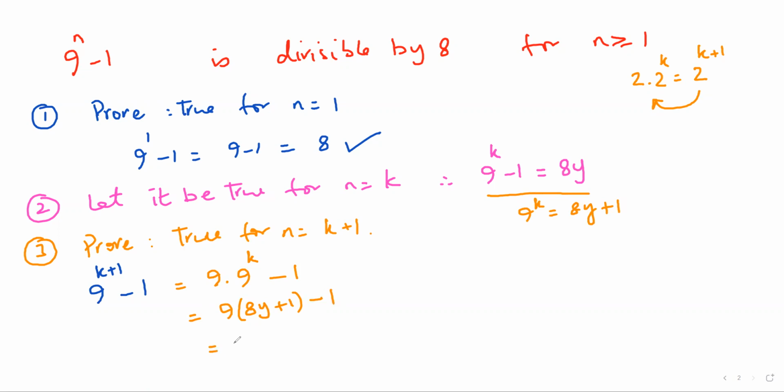Now I'll write this as 8 into 9y because I have to show that this is divisible by 8. Instead of 9 into 8y, I'm writing 8 into 9y plus 9 and then minus 1. That is going to be 8 into 9y plus 8, so this is 8 into 9y plus 1. We are not bothered about what is inside the brackets. We just know that this is 8 times all of this, so all of this is divisible by 8. This shows that we have proved that 9 raised to power n minus 1 is divisible by 8 when you put n as k plus 1.